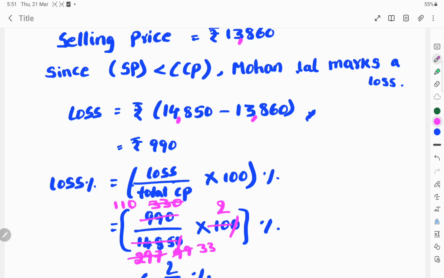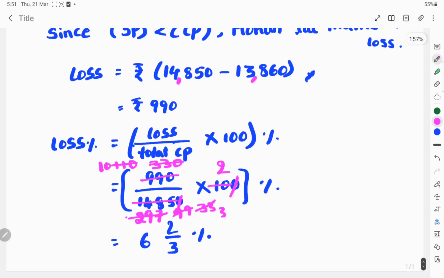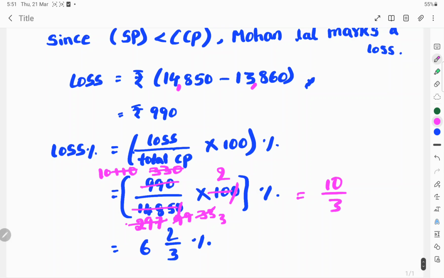Here the zeros will cancel. 5 cancels 2 times, 5 cancels 297 times. 990 cancels in the 3 table: 99 times, 330 times. Here again cancel in the 3 table, 333 is 3, 110 times. Again in the 11 table, 11 3 is there and 11 10 is 110. So 10 by 3 is equal to 10 by 3. And again you divide 10 by 3, 3 3 is there.